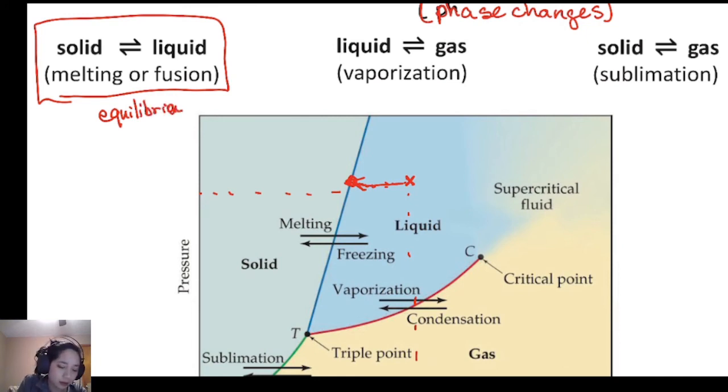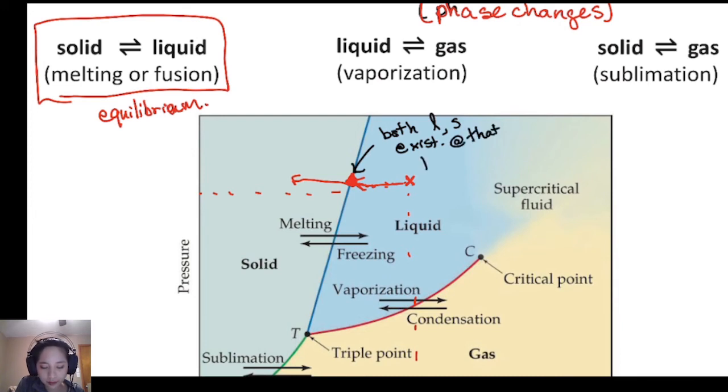Equilibrium is singular, equilibria is plural. So essentially my liquid sample will stay at this temperature until all of the liquid has turned into a solid. That's called freezing, right? And then once all of the liquid is now a solid, the equilibrium is done. Then I can continue to cool down my solid sample. So at this point right here on this line, both the liquid and solid exist at the same time, only at that pressure and that temperature.